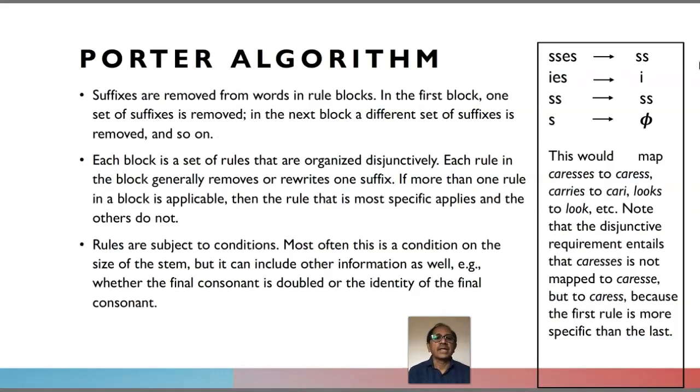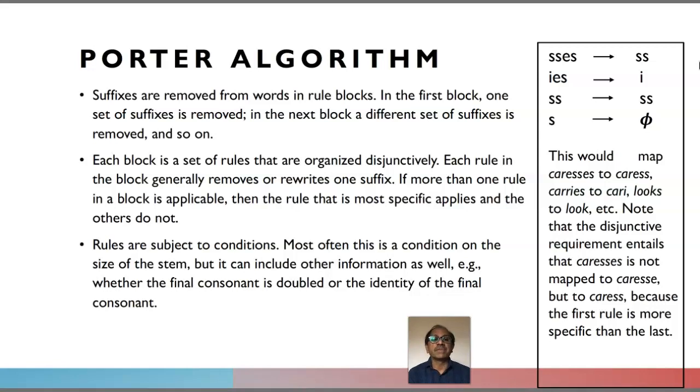Porter algorithm. In Porter algorithm, there are blocks of rules and suffixes are removed from words using these rule blocks. How are they used? In the first block, one set of rule suffixes is removed. In the next block, a different set of suffixes is removed, and so on. So each block removes a particular set of suffixes. And each block consists of a set of rules which are organized disjunctively. Each rule in the block generally removes or rewrites one suffix.